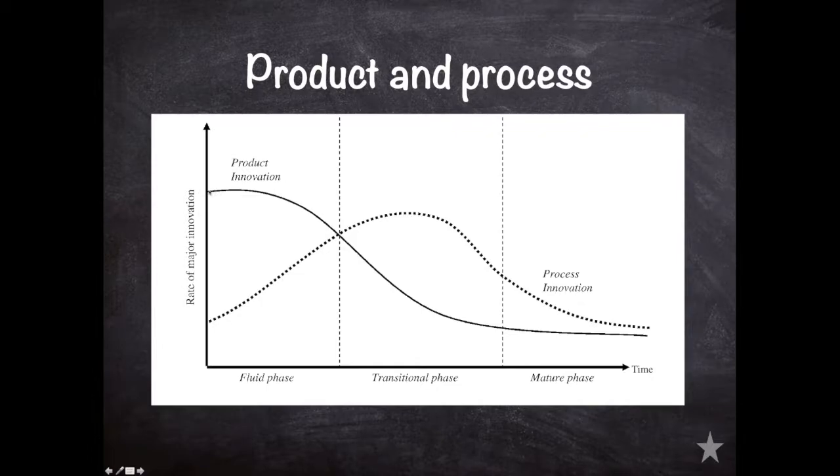Here we have lots of product innovations, but after a while it's kind of evident how the product will look like, and then the rate of innovation goes down, and we reach something called a transitional phase, and the rate of innovation goes further down. It's very established how the product will look like, and we reach the mature phase. And on the x-axis we have time.